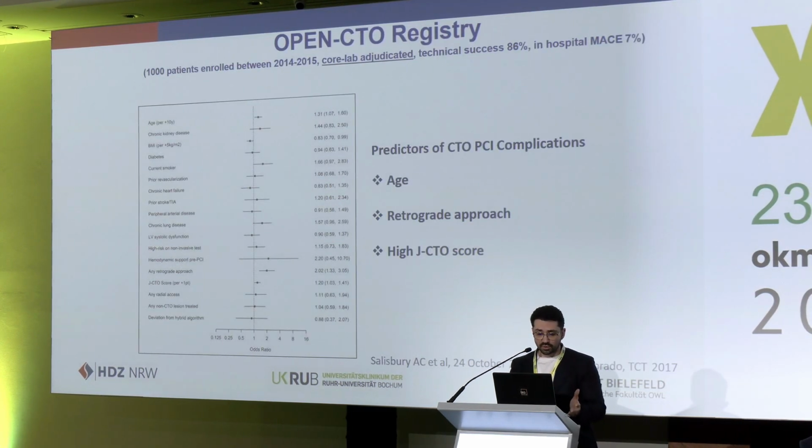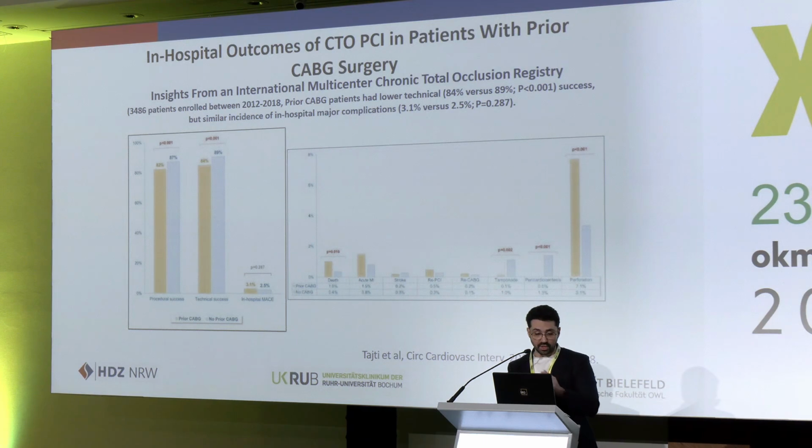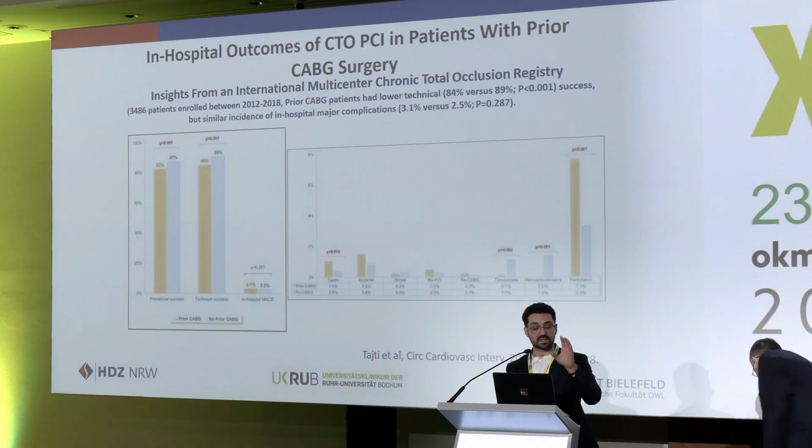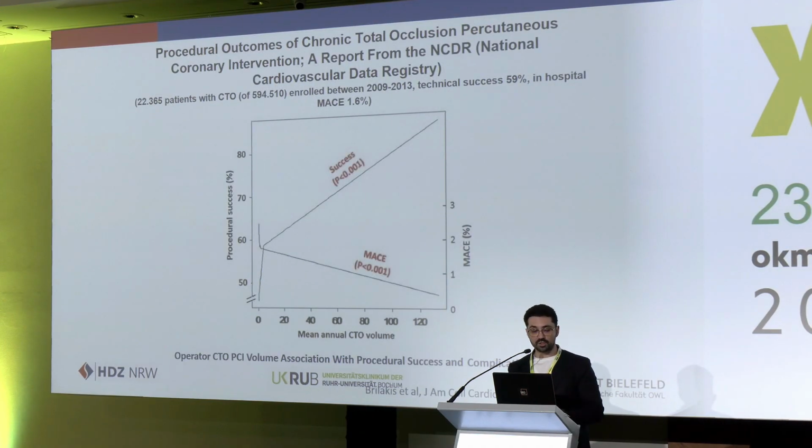As you see here, predictors for complications are, of course, older patients. They have more fragile vessels, so we should be careful in plaque modification and sizing of stents and balloons. Retrograde approach we mentioned already, and of course more complex procedures and higher J-CTO score. Post-CABG patients also have a higher perforation rate. If you see here, 2 times higher than non-post-CABG patients. Also, technical and procedural success is lower than in non-post-CABG patients.